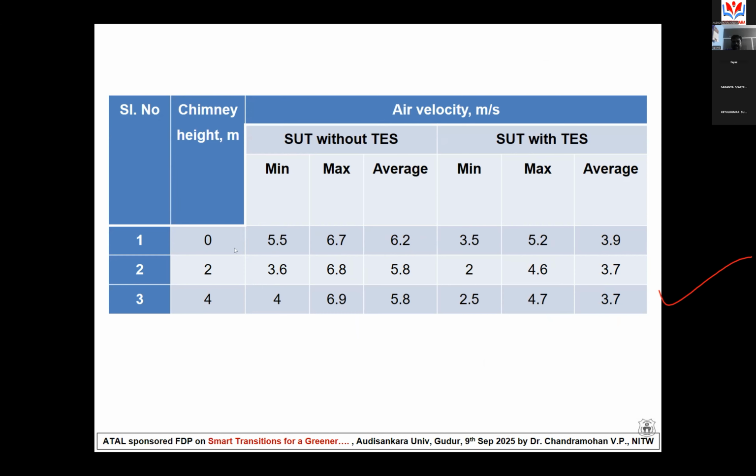Okay. And then when the height is increased to 2 meter, the average velocity is 5.8 meter per second without TS, and it is reduced to 3.7 meter per second with the TS system. When the chimney height is 4 meter, it is 5.8 meter per second. There is not much difference, and the average is also 3.7 meter per second. There is not much variation.